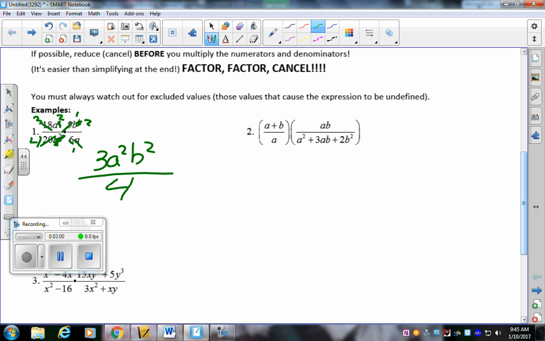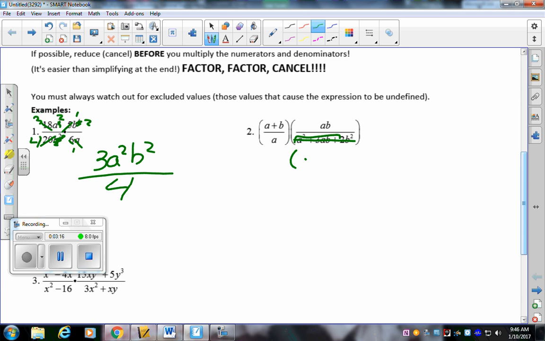All right, now when I take a look at number 2, I do have some factoring to do here. A plus b and a can't be done. A times b, that can't be factored, but this down here can be. All right, so 1 times 2, so I need 2 numbers that multiply to 2 and add up to 3.